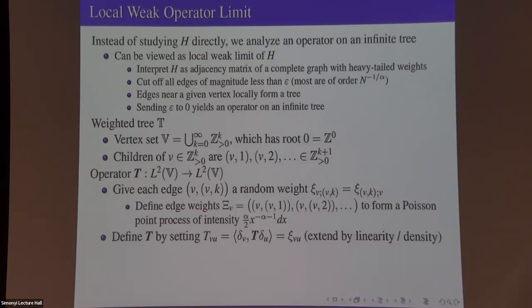So given each edge, say connecting V to VK, you assign a random weight, which I've denoted by C. This random weight is sampled by a Poisson point process of density alpha over 2 times x to the minus alpha minus 1. So you're seeing this alpha appear in the Poisson point process. This is exactly the tail of the matrix.